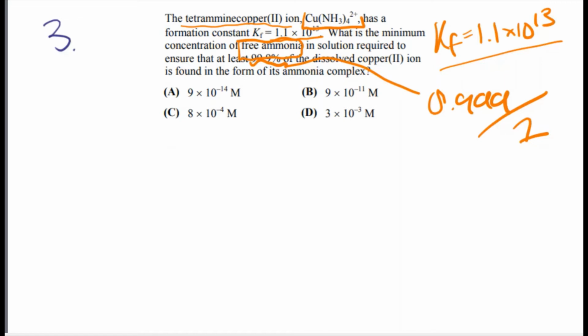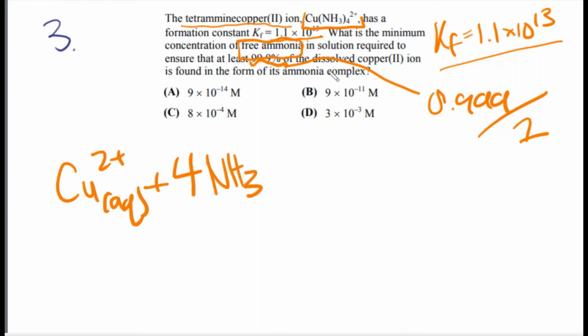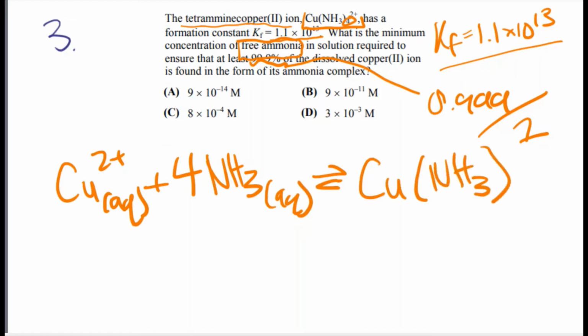So let's first write the reaction for the formation of this ion. So we know that we start off with copper 2+, and we're going to have 4 ammonias because there are 4 of them. And when you combine them, they are in equilibrium. And we know that we are going to form the complex ion, which has a very cool name, which I'm not going to say. And this is aqueous.